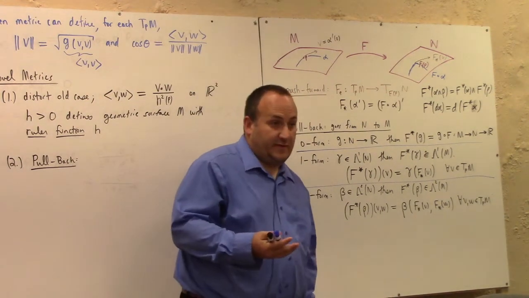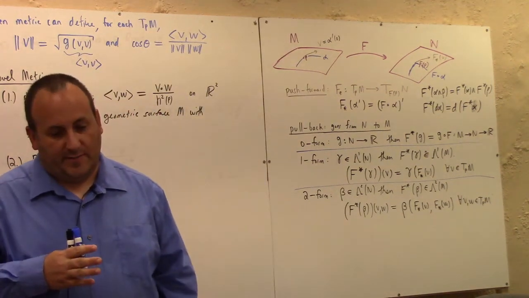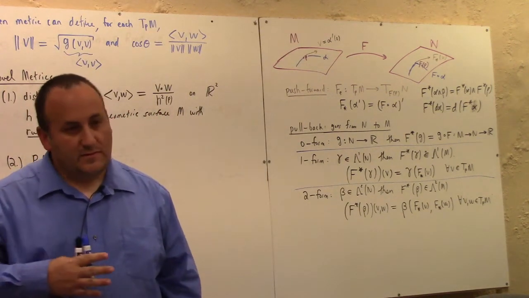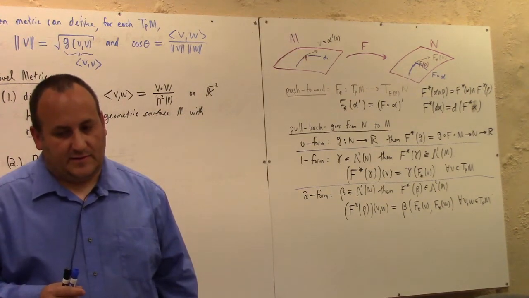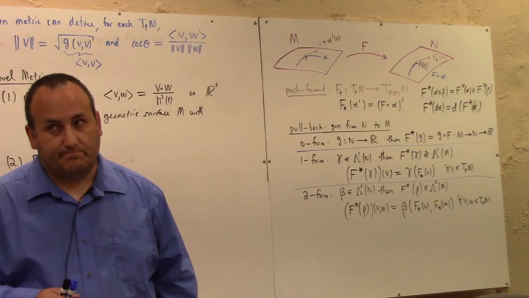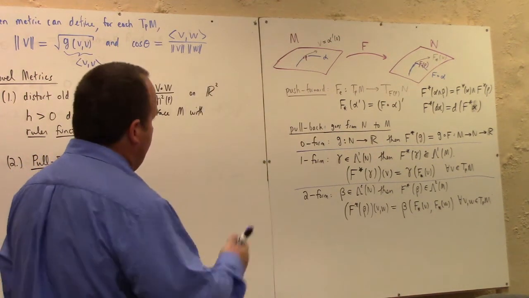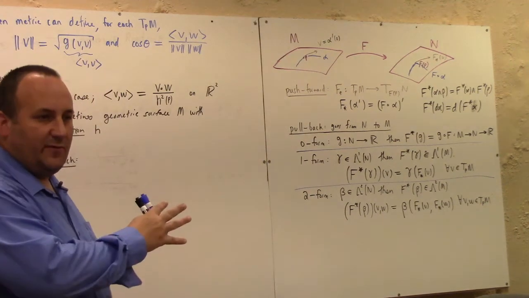Now it's more general than that because you can define pullbacks and push forwards from maps of spaces which are not equidimensional. And those are important for many reasons. But anyway, this is pullback. Now this is pullback of a form.